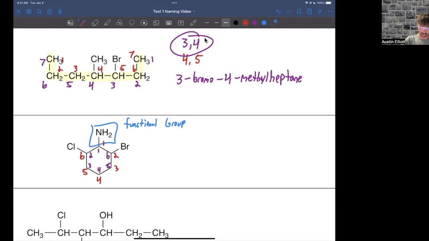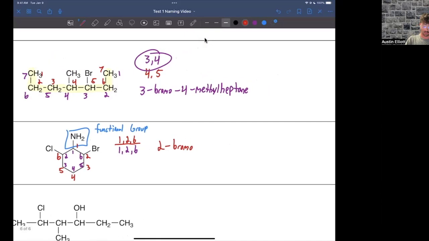So red gives us a 1, 2, 6, and purple also gives us a 1, 2, 6. But purple gives chloro the 2, and chloro comes after bromine alphabetically, so we're going to go with our red numbers. So with this, we're going to have 2 bromo, 6 chloro, and then we're going to have our parent name, cyclohexane.